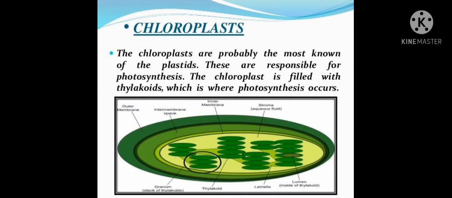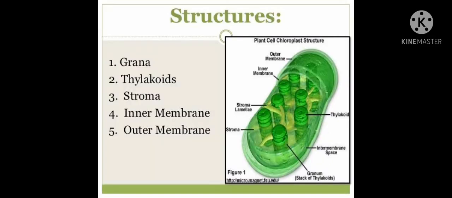Now we will see the structure of plastids. The chloroplasts are probably the best known of the plastids. These are responsible for photosynthesis, and the chloroplast is filled with thylakoids, where photosynthesis occurs. So this is the general structure. Now see in detail the structure of chloroplast. Here the chloroplast consists of grana, thylakoids, stroma, inner membrane and outer membrane.